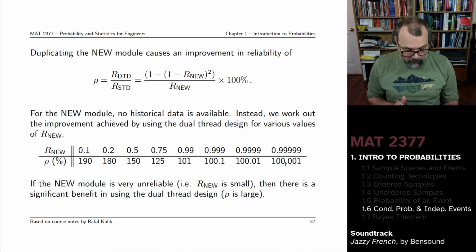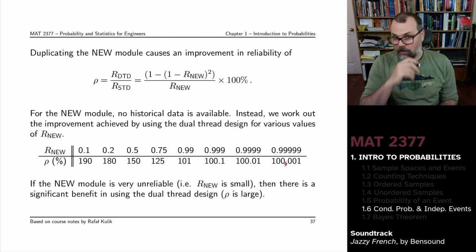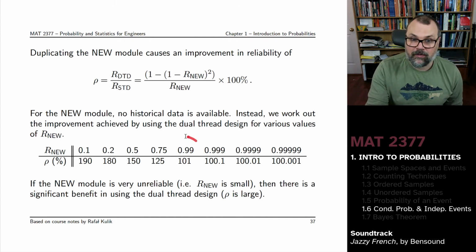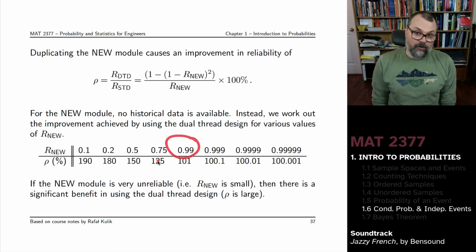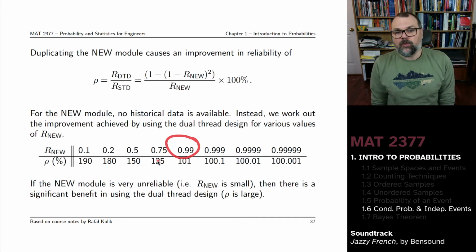But even if the reliability of the component is, let's say, 99%, going to the dual thread would basically just give you a 1% increase in reliability. You would go from whatever you had as 100% now to 101%. That's not awesome.